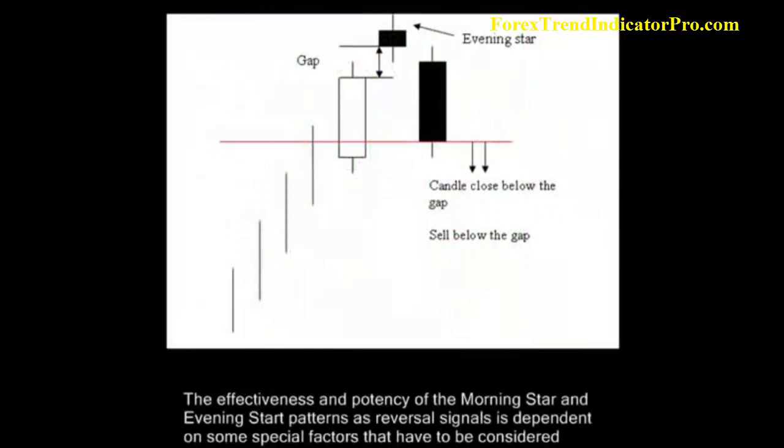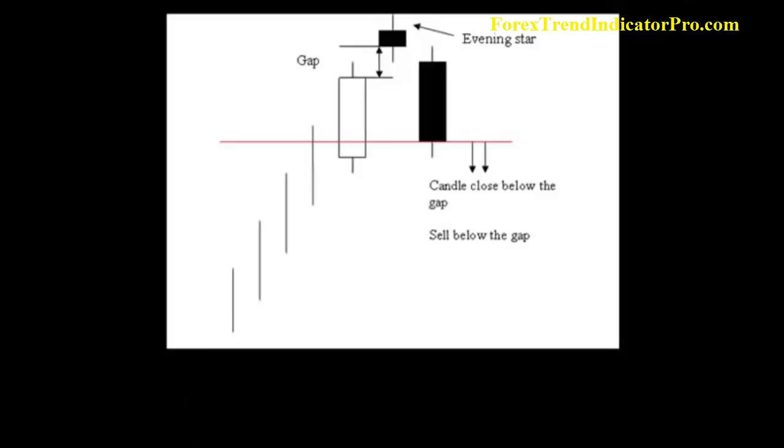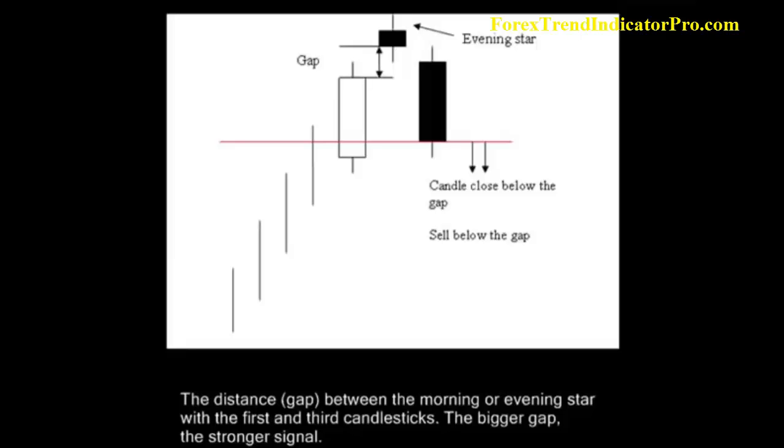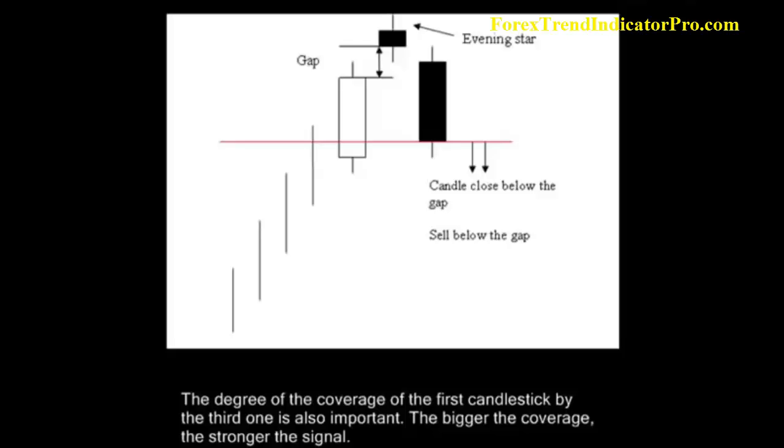The effectiveness and potency of the morning star and evening star patterns as reversal signals is dependent on some special factors that have to be considered. The distance or gap between the morning or evening star with the first and third candlesticks is very important. The bigger the gap, the stronger the signal. The degree of the coverage of the first candlestick by the third one is also important. The bigger the coverage, the stronger the signal.